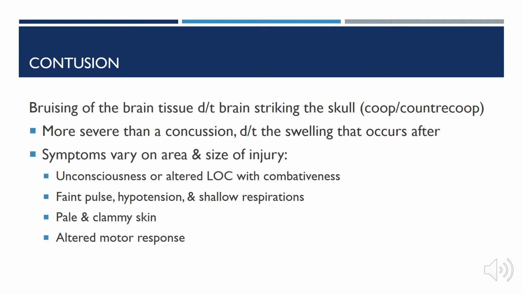Now when we look at a contusion, we know that a contusion is a bruise, but for a brain, that's a little bit more severe. So the brain tissue itself swells after there's some sort of accident or the child falls and hits their head. And because of that swelling, we see symptoms varying on the area of the injury and the size of the injury. So if a kid slips and falls and barely hits themselves, we may not see anything, but if a kid falls down 5-10 stairs, we'll see more symptoms.